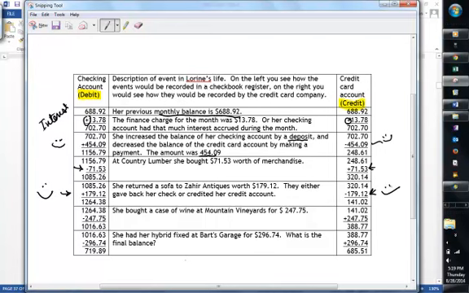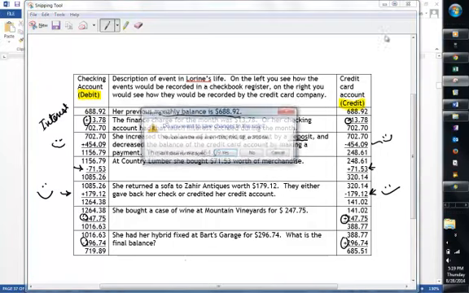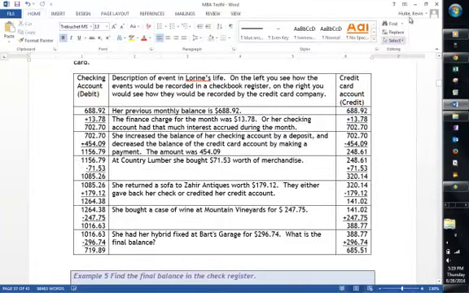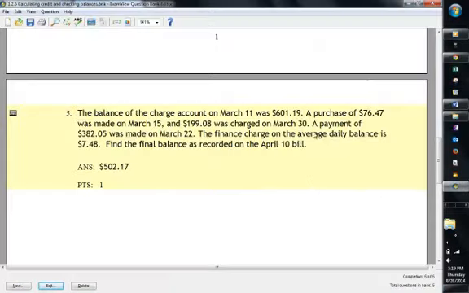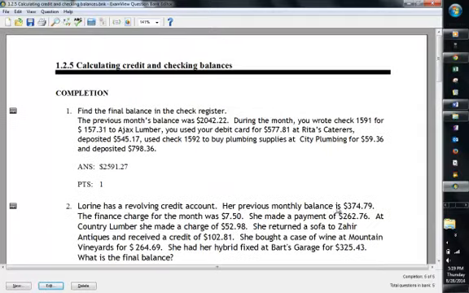She bought a case of wine, which lowered her checking account balance, but raised her credit card amount. And finally, she fixed her car, which cost her money, so it lowered her checking account and increased her credit card account. That should help you solve the problems that we have in today's assignment. Let's look at those problems and see if we can figure them out. The important thing to pay attention to is: is it a credit account or is it a debit account?